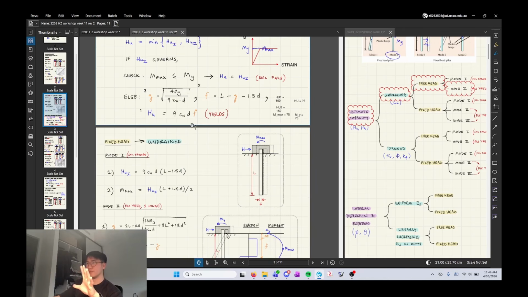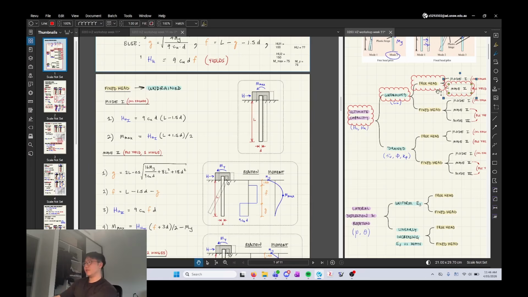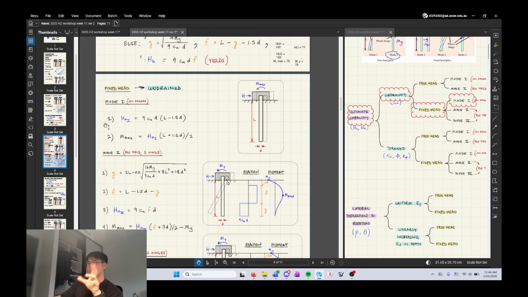So anyway, going back, let's look at fixed head conditions now. What we're doing is moving to here. Now we're in fixed head territory, not free head territory. And we're going to look at mode 1 first. This has a fairly straightforward formula because there's actually no bending involved. It's just sliding, basically.